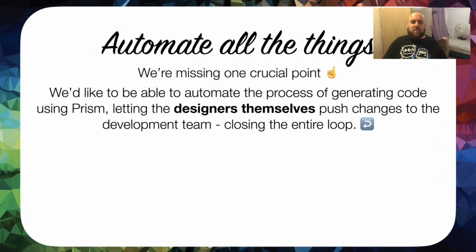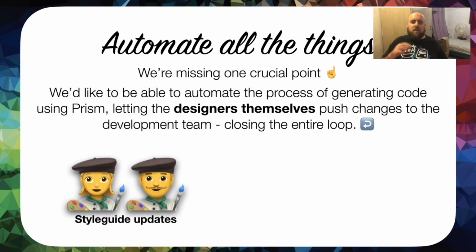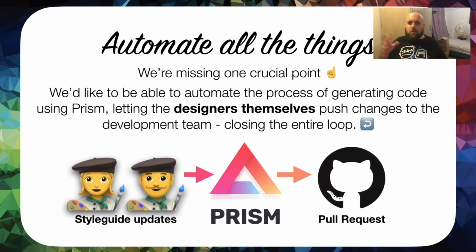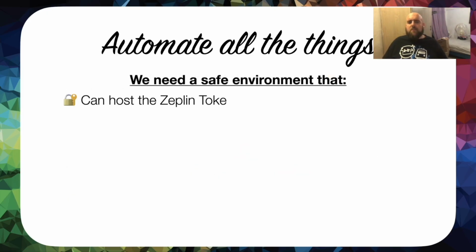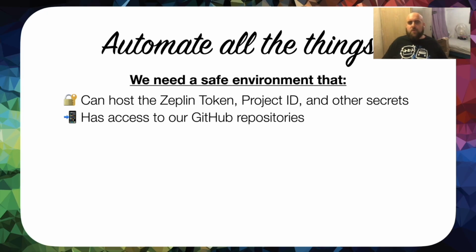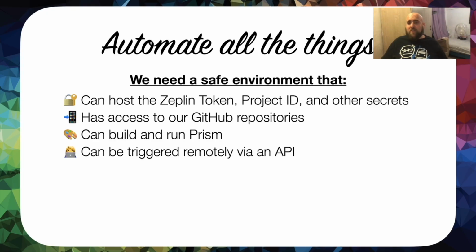So we are really missing the crucial point where we want to automate the entire process of generating code. You would let the designer just update the style guide, somehow run Prism, and that would create pull requests for all of our projects that would run the Prism templates and generate the code and create pull requests as needed. For that, we need some safe environment that could host the Zeplin token, project ID, and other secrets, that has access to our GitHub repos so it can generate the code and create a pull request with it. That can build and run Prism. That's pretty flexible. We have macOS, Linux, Windows now as well. And that can be triggered remotely via an API, which is a big portion of what we needed.